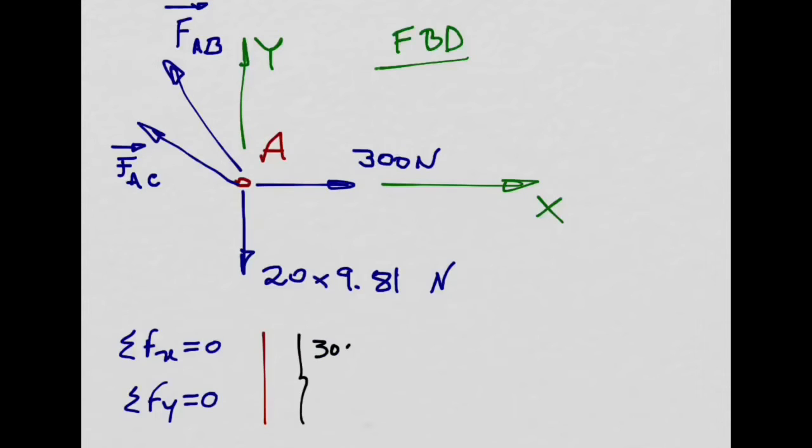So I'm going to write it 300, 0. You all agree with me? This is the horizontal force F of 300 newtons.